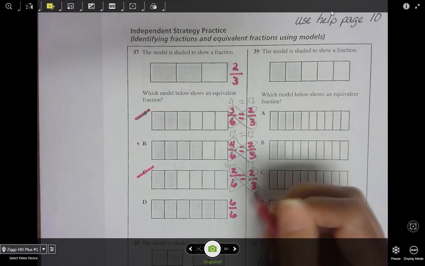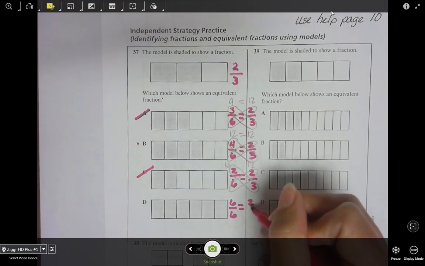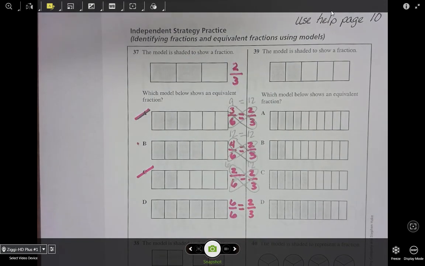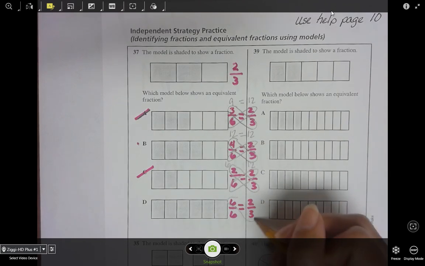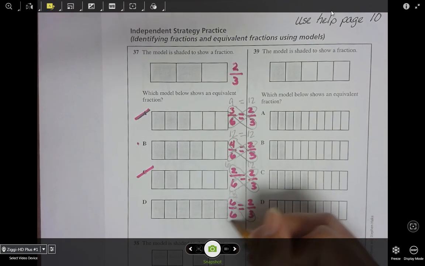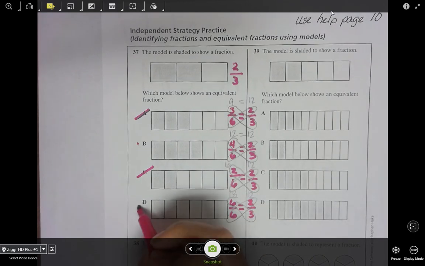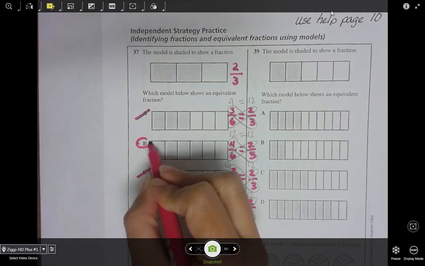And then we're going to set the last one, which is 1/2. We should know that 2/3 is not the same as 1/2, but we can always double check doing the butterfly method. So we would say 6 times 3 is 18. 6 times 2 is 12. Are those equal? Nope. Nope. So we know that our correct answer was B.